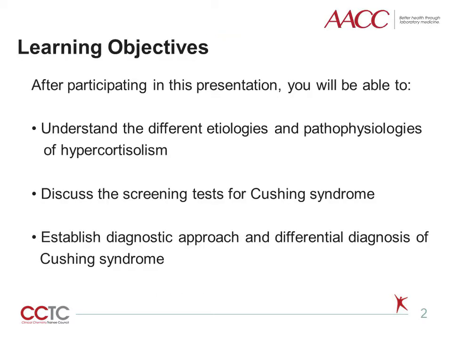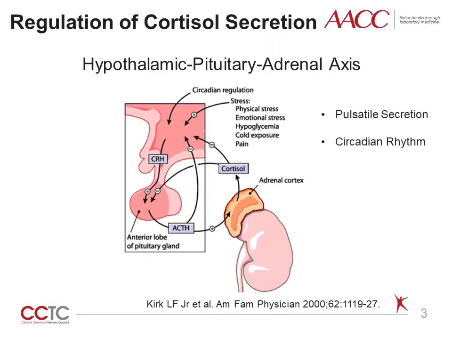Here are the objectives. After participating in this presentation, you will be able to understand the different etiology and pathophysiologies of hypercortisolism, to discuss the screening tests for Cushing syndrome, and hopefully to establish a diagnostic approach and differential diagnosis of Cushing syndrome. Cortisol is regulated through the hypothalamic-pituitary-adrenal axis.